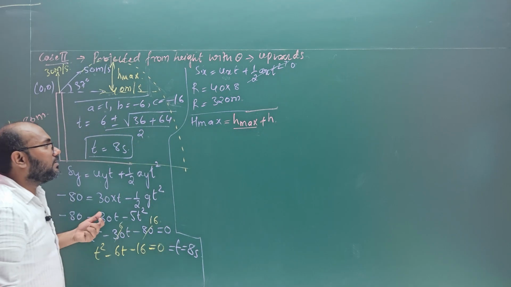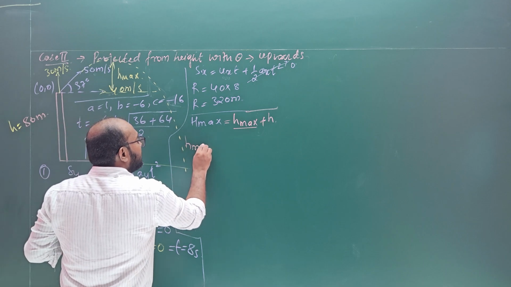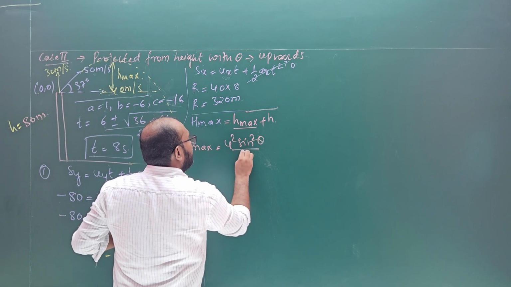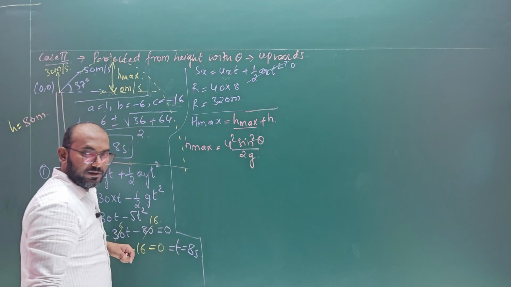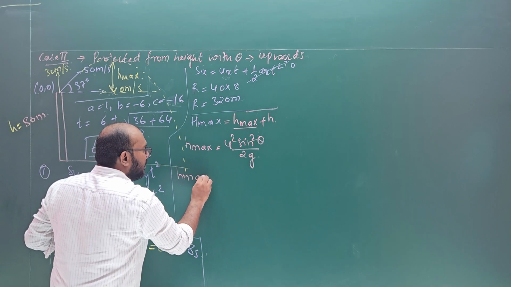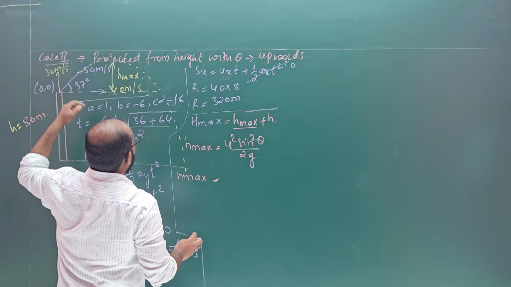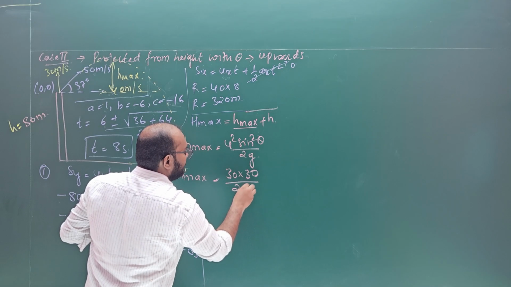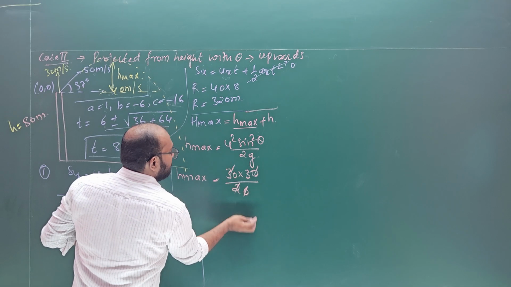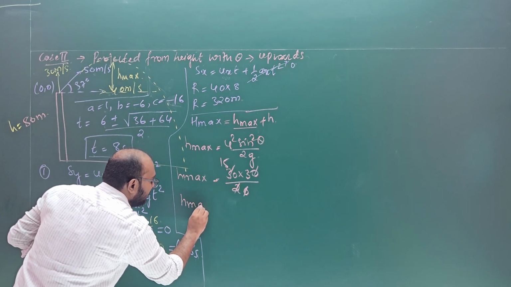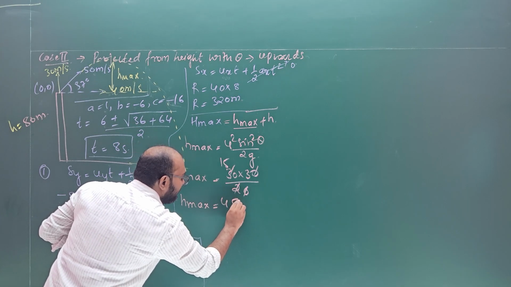Are yes or no? So can I say that to calculate Hmax, we will be using u square sine square theta upon 2g. Can I use this? Okay. So Hmax is nothing but, what is this u sine theta? That is 30 into 30 upon 20, and this becomes 15. 15 times 3 is 45. So Hmax is nothing but 45 meter.